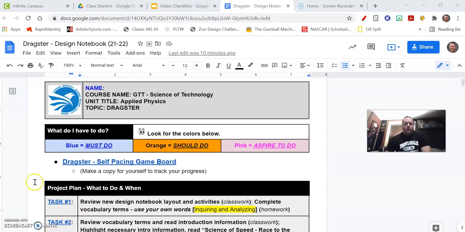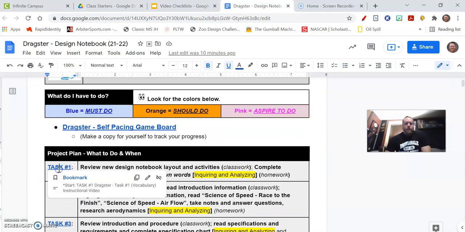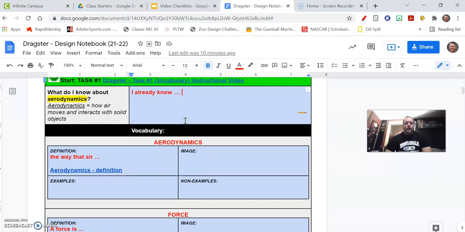All right, we've got our design notebook open. You see task number 1 right here. We can click on the bookmark, drop us down to task number 1, and we have the vocab. What do you already know about aerodynamics right here? Make sure you answer this. Notice the blue background, so it's a must-answer question. And then you see our terms.